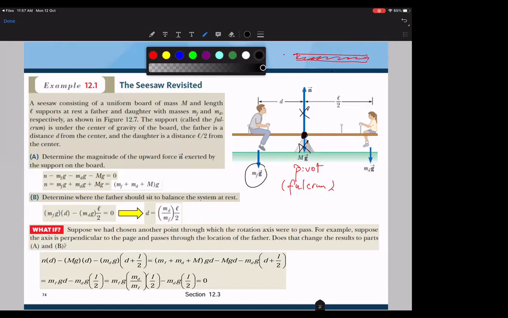So M_F g times d is the positive value. On the other hand, the daughter causes the rotation in the clockwise sense. So it is minus M_D g times L over 2. And they are in equilibrium, so it has to be 0. And in this way, you could calculate the relation between d and various parameters.